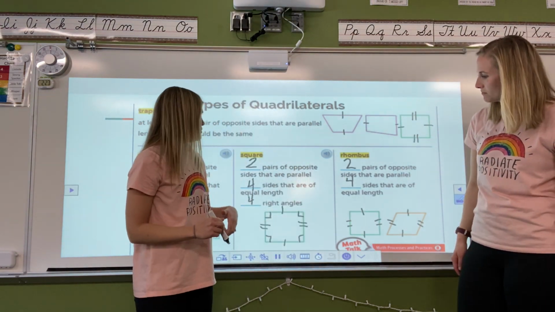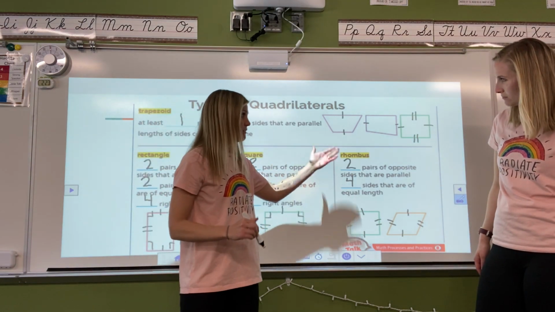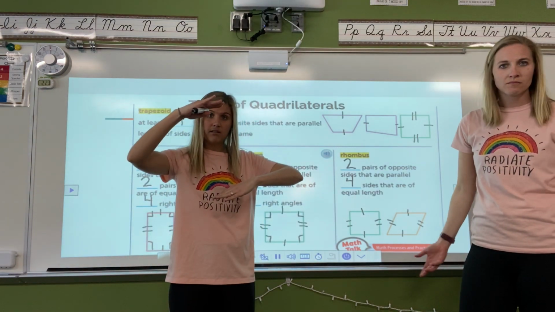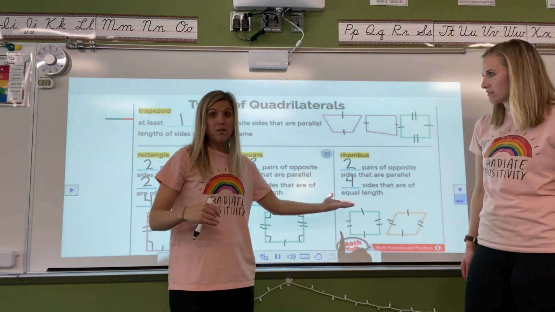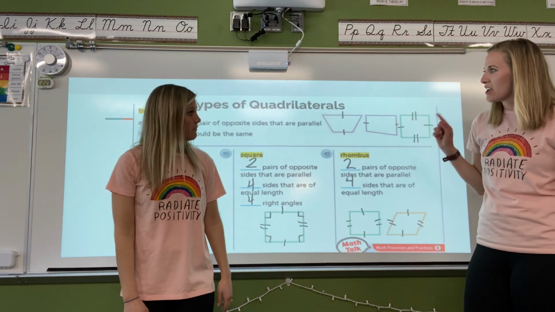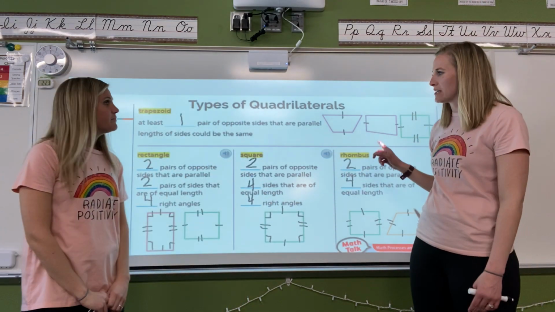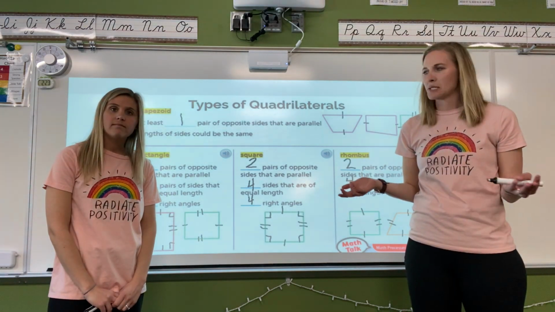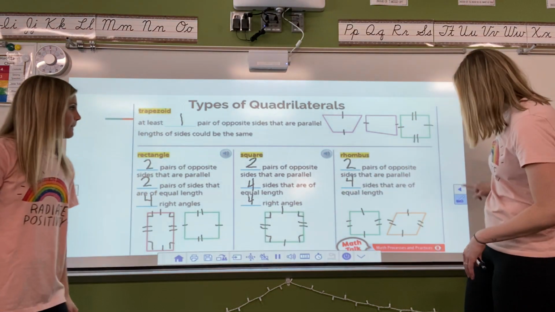So the only difference between a square and a rhombus is that it can be tilted. Yeah. But a rhombus can also be a square. So they kind of fall into different categories with similarities. Mm-hmm. Cool. Here we go.